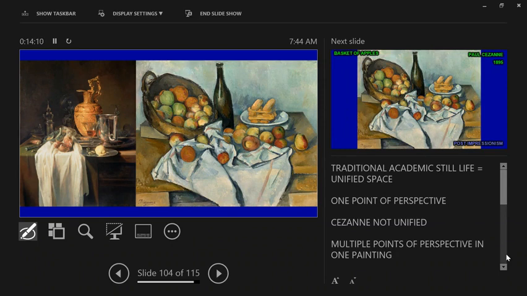So this is a radical change in thinking about painting. That the painting becomes about the painting and not about the subject. It doesn't matter what's being painted. What's beginning to matter is how are we seeing? And this is a huge change in art. And this is what leads us to modern art.